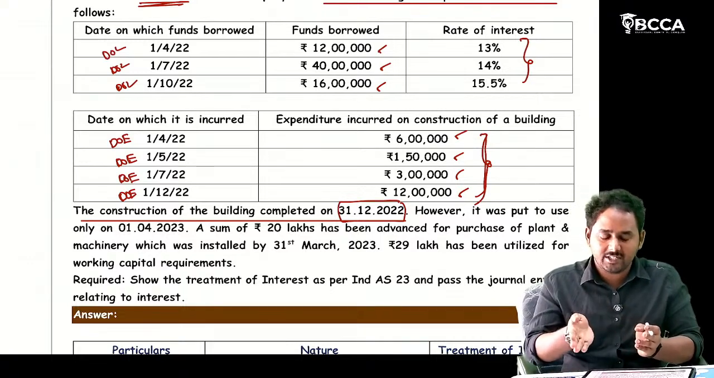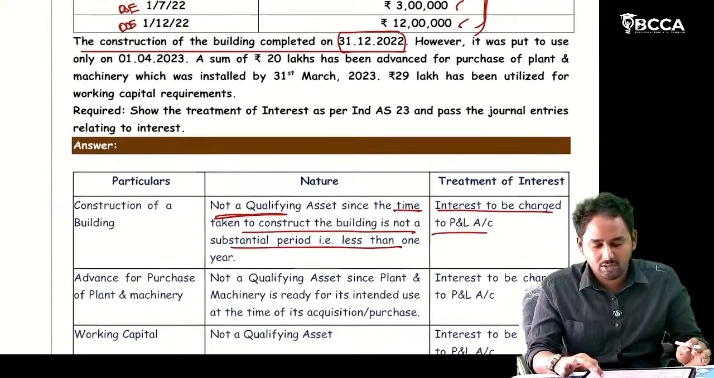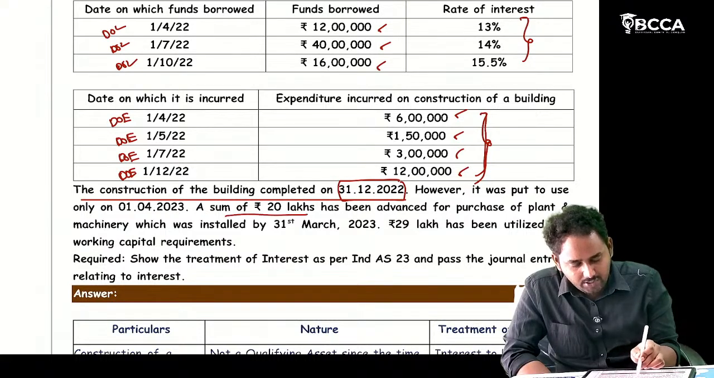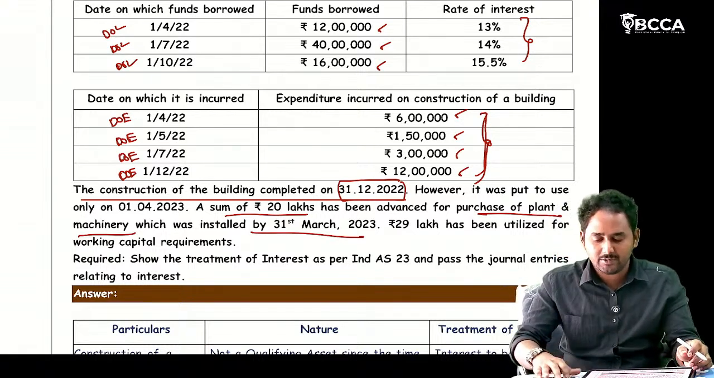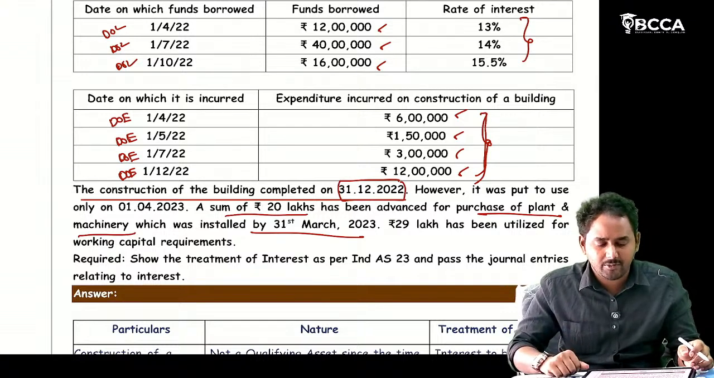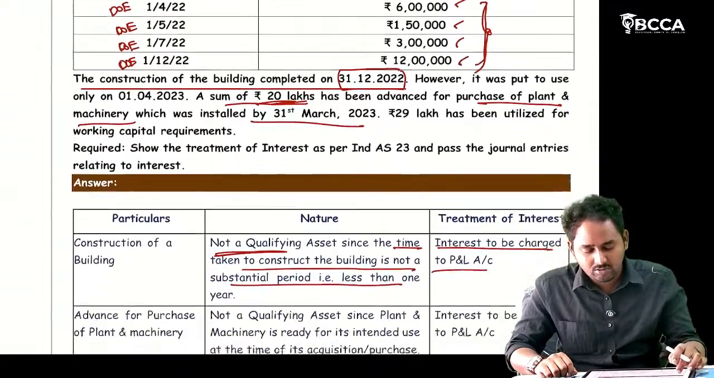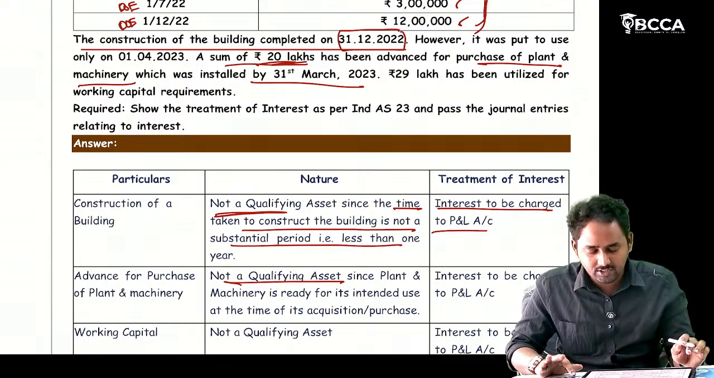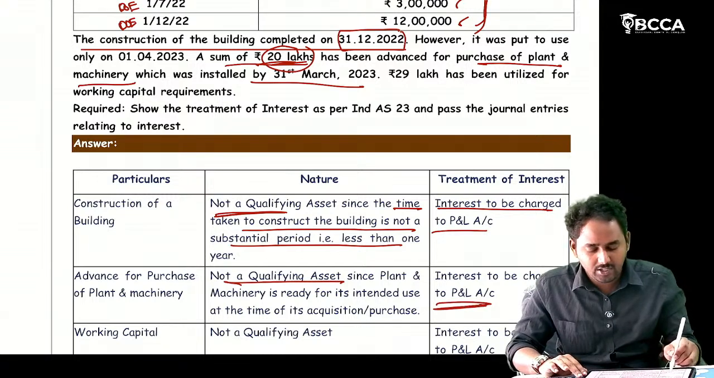What is the capitalized interest? What is the normal interest? In that case, the entire interest should be transferred to P&L. And what is the next one? A sum of 20 lakhs has been advanced for the purchase of plant and machinery, which was installed by 31st March. It will not take a substantial period of time to get it ready for use. So this is also not a qualifying asset, and the interest on this 20 lakhs loan should also be transferred to the P&L account only.